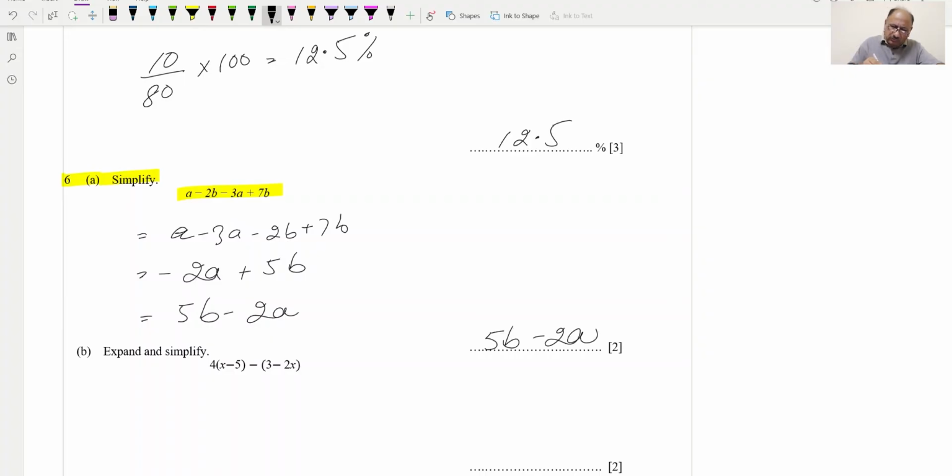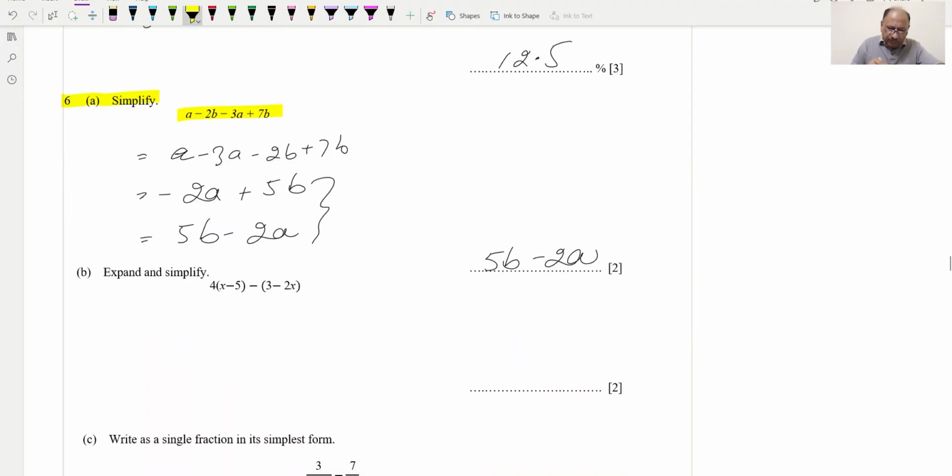Both are correct. So, expand and simplify. We need to remove the brackets. So 4 into x will be 4x, minus 4 into 5 will be 20, and minus 3 and minus into minus will be plus, so plus 2x. Adding the like terms, 4x plus 2x will be 6x, and minus 23. So 6x minus 23. This is also 2 marks, so we are done.